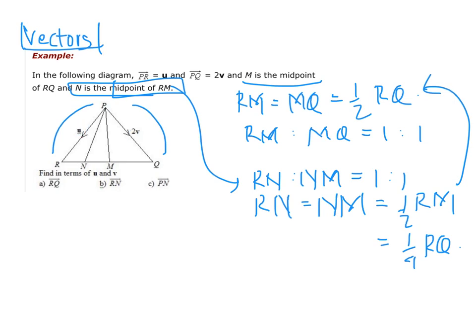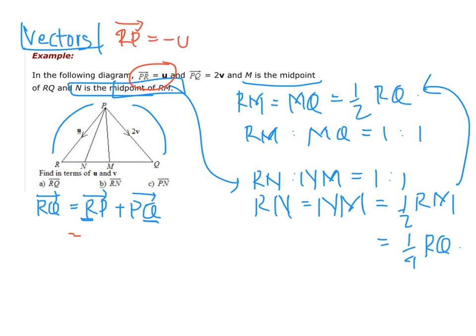Based on the previous discussion, we can make RQ, going through P, as RP plus PQ. Remember, I just take the initial and the final location. What is RP? We're given PR, so RP must be the opposite: negative U. What is PQ? PQ is given. So RQ is negative U plus 2V. That's it. Done. That's the first one.